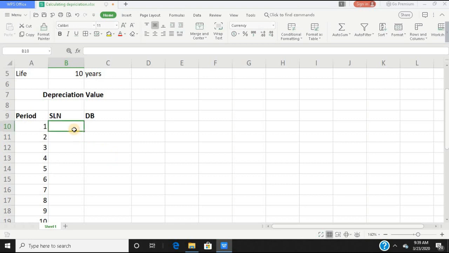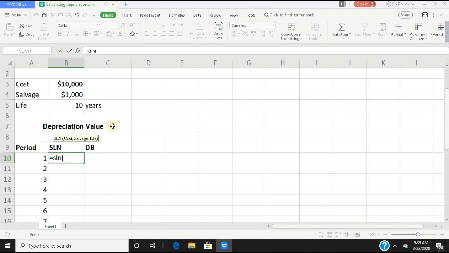In SLN, it's quite simple. Just simply the function is SLN. It asks for cost, salvage, and life. We already have these values. The cost is $10,000.